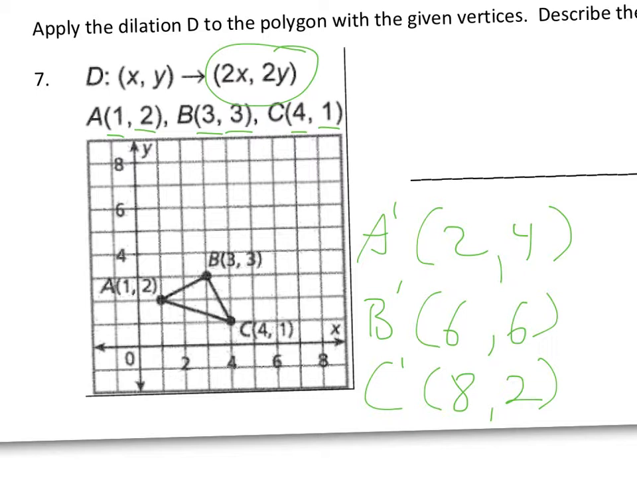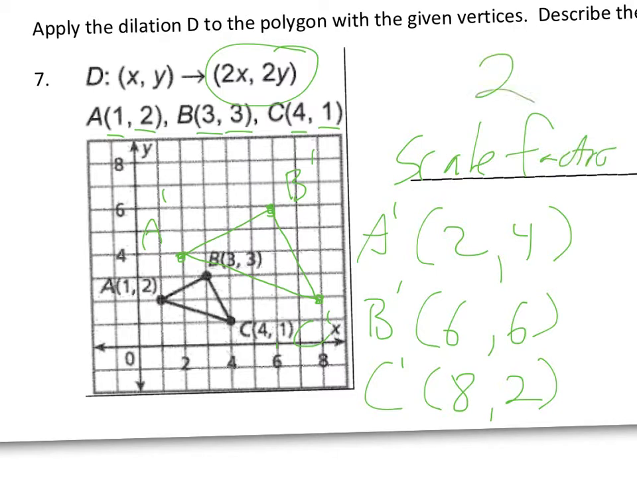Graph these points. 2, 4, that's my new A. 6, 6, that's my new B. And 8, 2, that's my new C. Connect the dots, and I have my shape. Notice they are similar. What would the scale factor be? It would be 2, because we're multiplying it times 2.